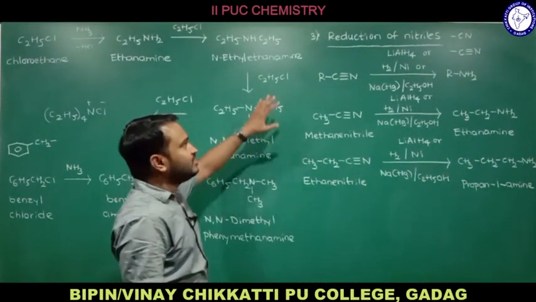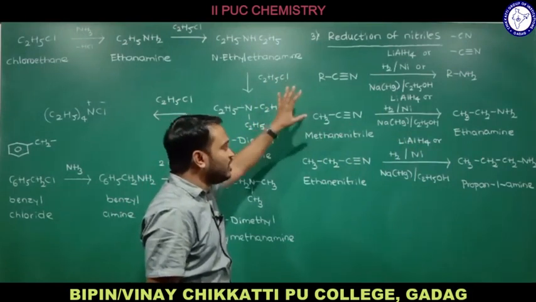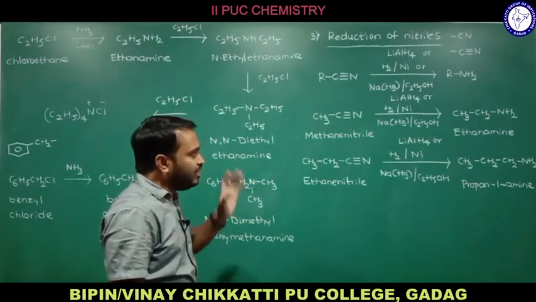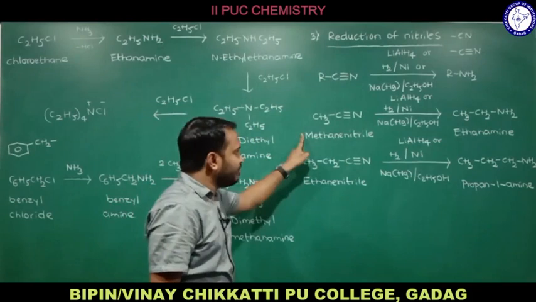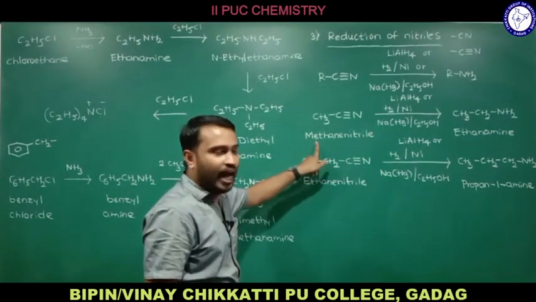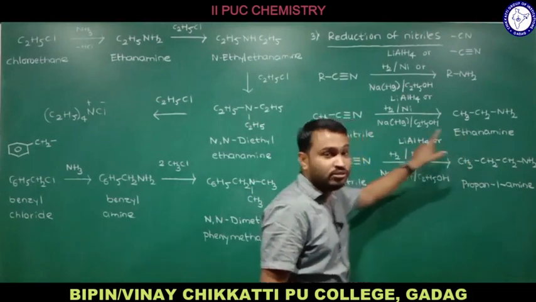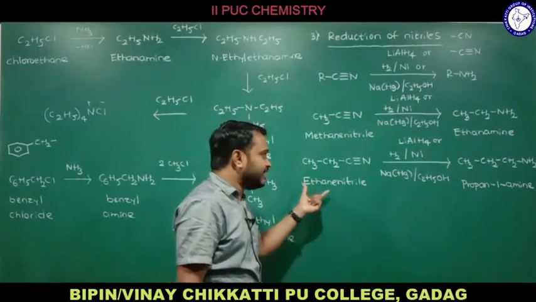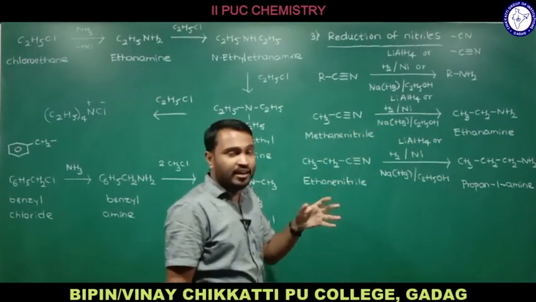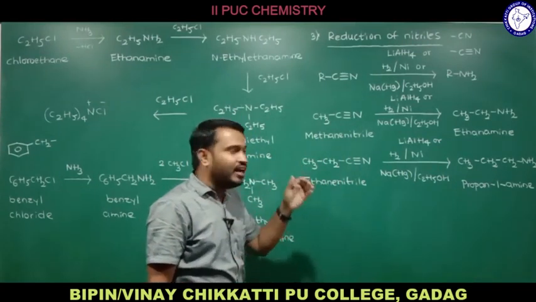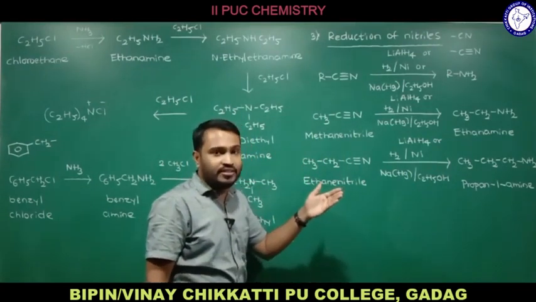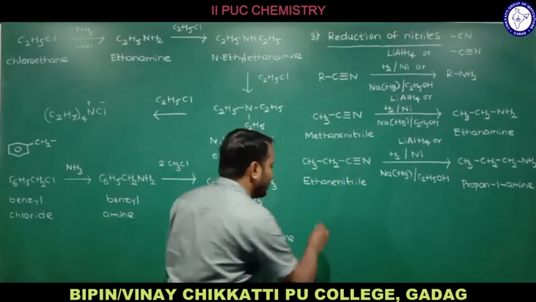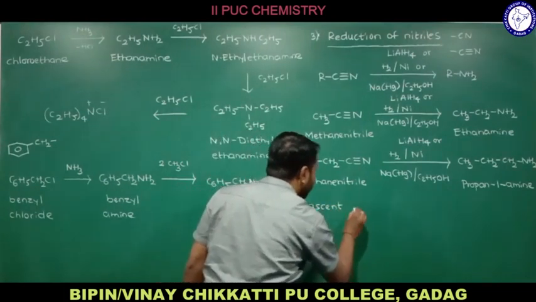So this is in general how the reduction of nitrile takes place. One very important point I am going to highlight: just observe the examples I have given. I started with meth and in the product I ended up with eth, so we had 1 carbon in the parent and ended with 2 carbons. Here we have eth, and in the product we got prop. So in the reduction of nitriles, 1 carbon is increased, and therefore this process is used for the ascent of the amine series.